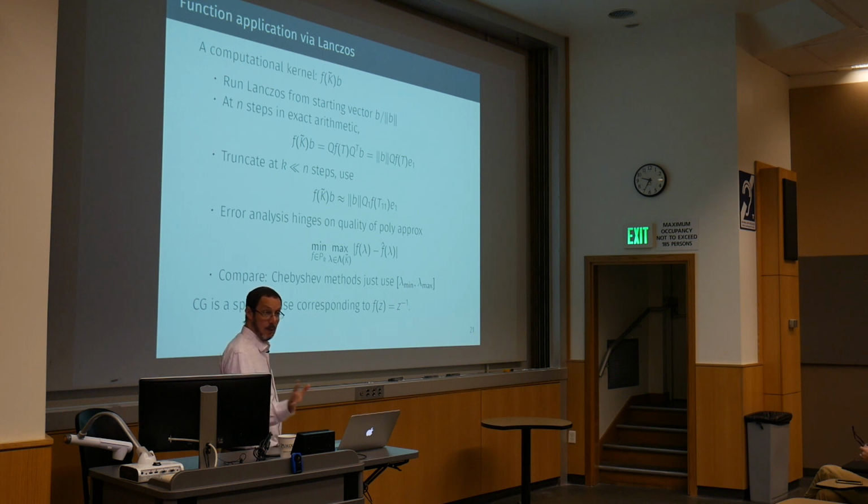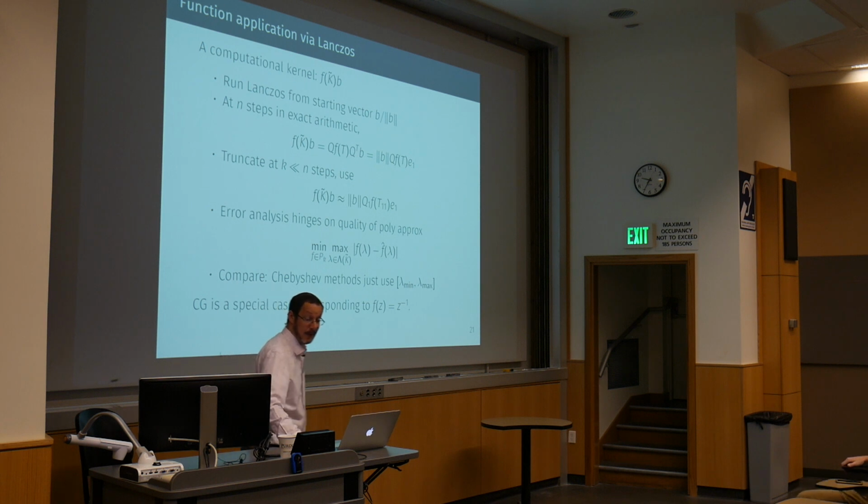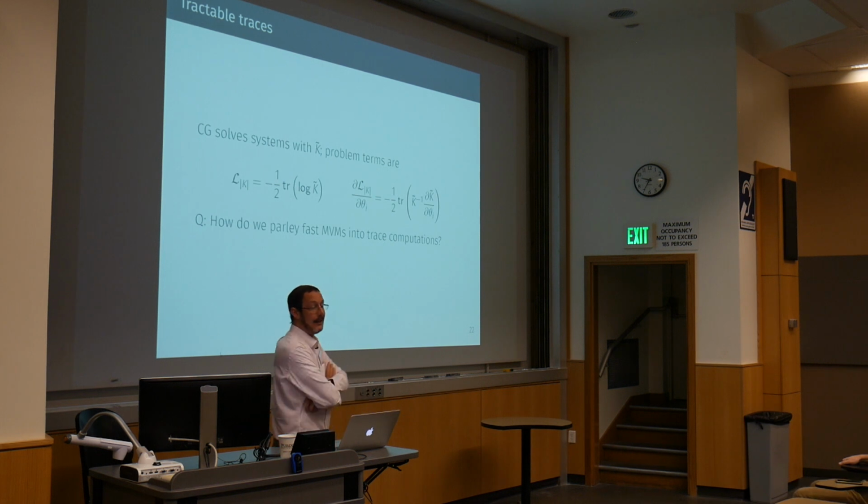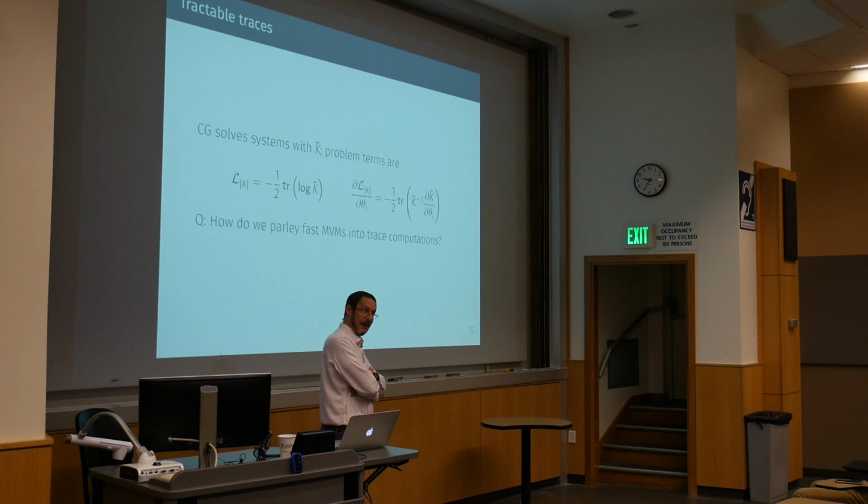Okay, so one way of thinking about the method of conjugate gradients is it's exactly this framework where the function that you're applying to solve is z maps to 1 over z. But you can do other functions this way. In particular, you can do the log this way. And this is useful because you can write log of the determinant of a matrix as trace of the log of that matrix.